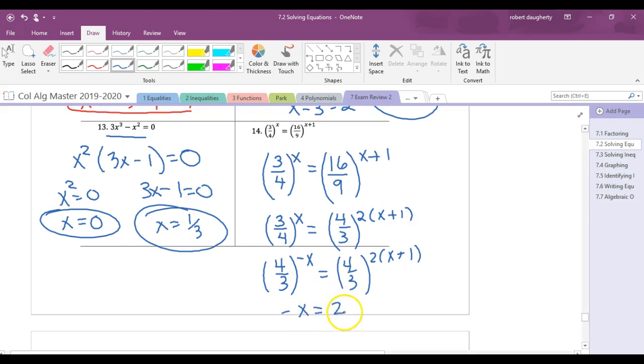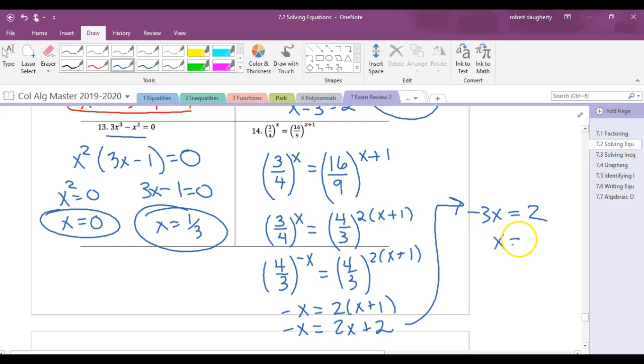Negative x equal 2x plus 1. Negative x equal 2x plus 2. And so if I solve this equation, I get negative 3x equal 2, or x equal negative 2/3.